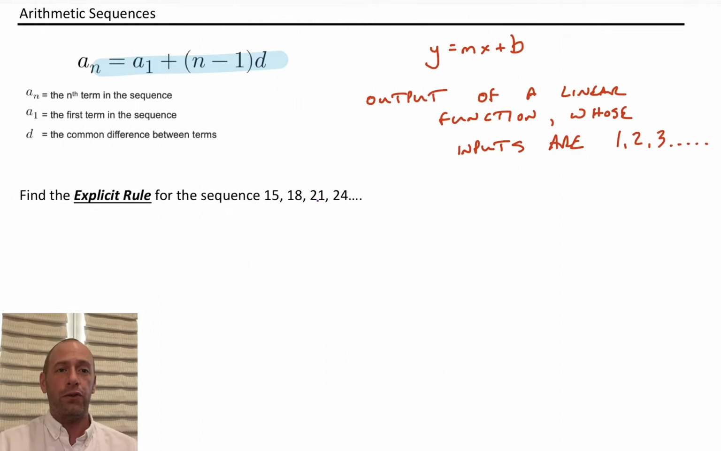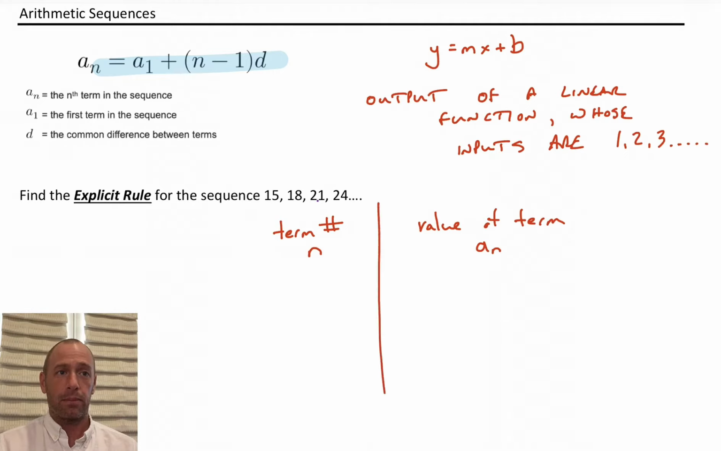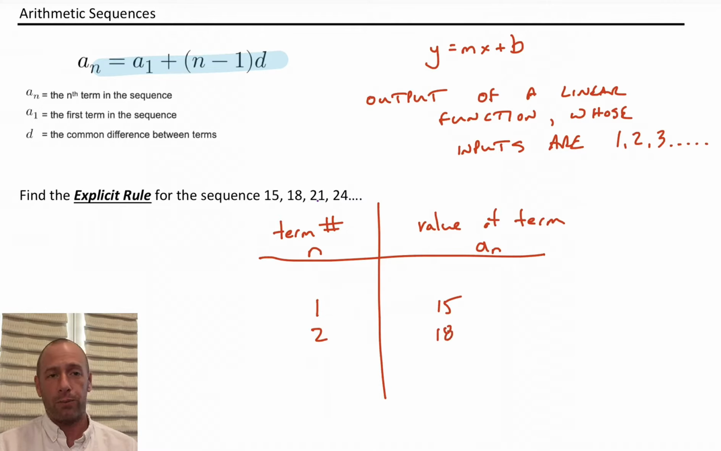Now we're not going to use x and y for this. I'm going to get away from that. I'm going to be using different letters, but we're going to be coming up with what we call an explicit rule, or an equation relating the term number, which I'll use n for a variable, and the value of the term, a sub n. Now when you start getting good at these, you probably won't need a table, but for a first example, it helps to see it this way.